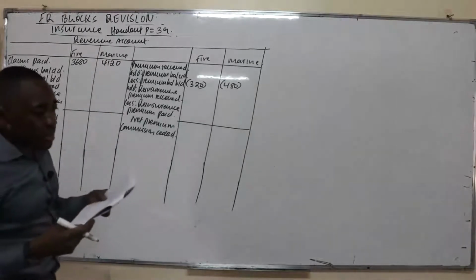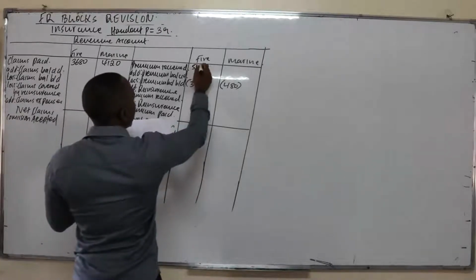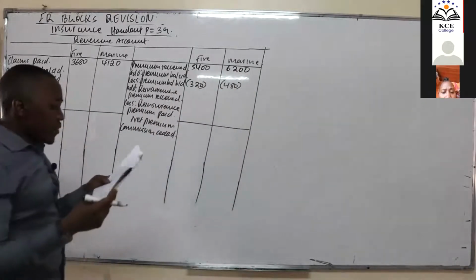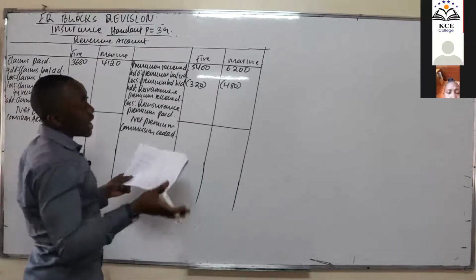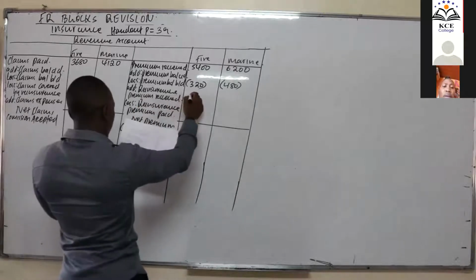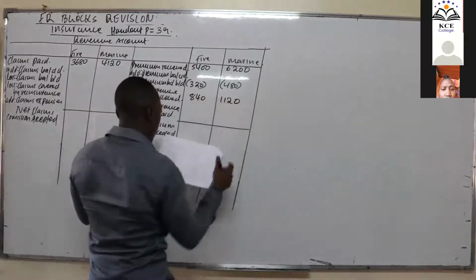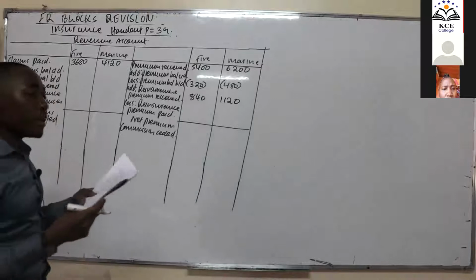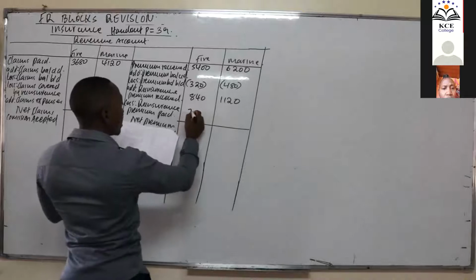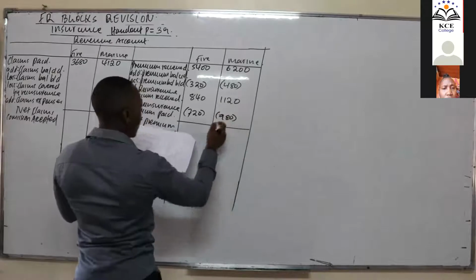Then we have premium received. Premium received, you credit the revenue account, and we had 5,400, and also 6,200. Then we have reinsurance premium received. That one we add to the premium account. For reinsurance premium received, we received 840 and 1120. Reinsurance premium paid, that one you deduct. For fire, we paid 720, and for marine, we paid 980.